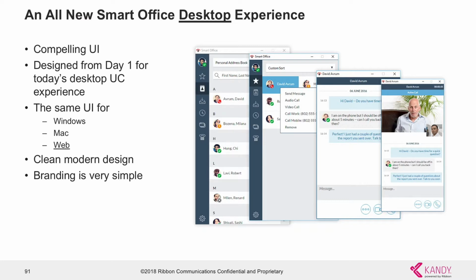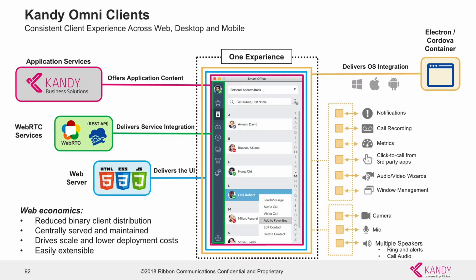Now, if we focus on the architecture of the client experience, what you see in here is composed of three distinctive elements. The yellow box that you see here is the container itself. It's the binary that delivers the integration with the operating system. And that binary shows, on the right-hand side, certain capabilities that the operating system provides, like notification handling, call recording, access to metrics, click-to-call for third-party applications, the control of the audio and the video, multiple speakers, camera and microphone management, and window management.